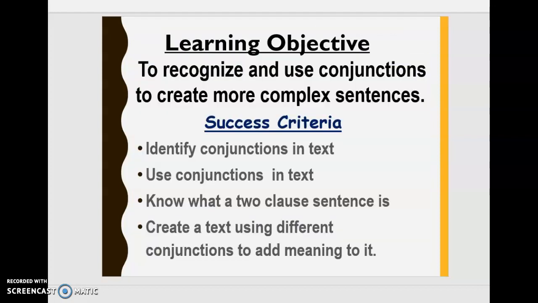Now, for today's lesson, our learning objective is to recognize and use conjunctions to create more complex sentences. And to achieve this objective, we all should be able to identify conjunctions in text, use conjunctions in text, know what a two-clause sentence is, and create a text using different conjunctions to add meaning to it.